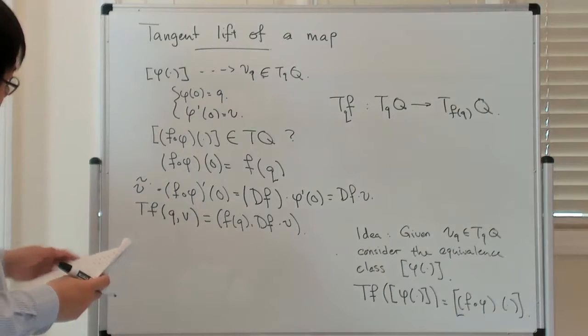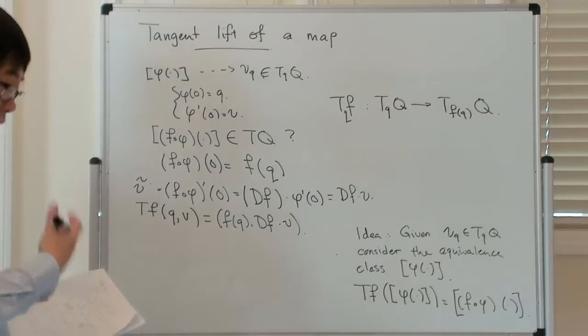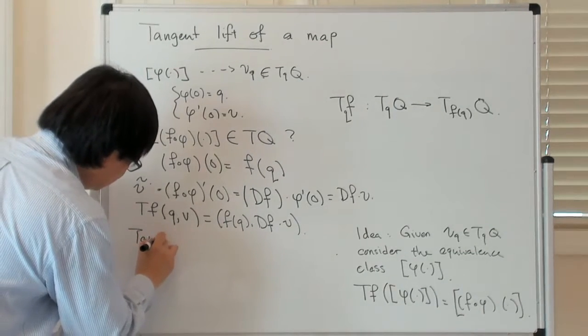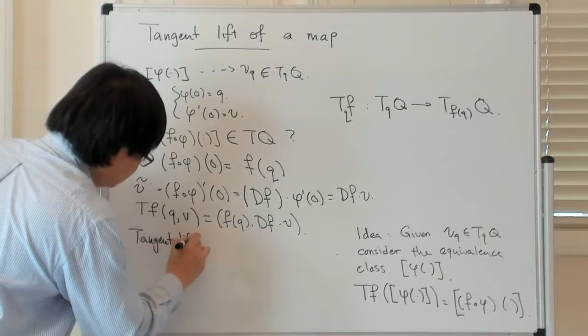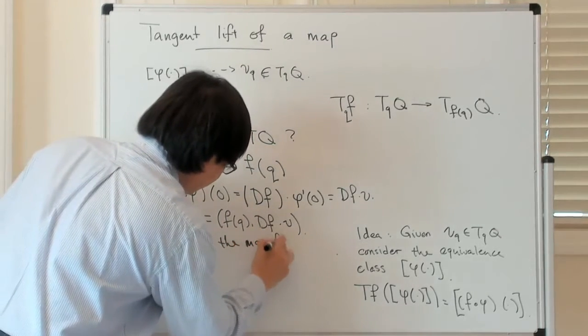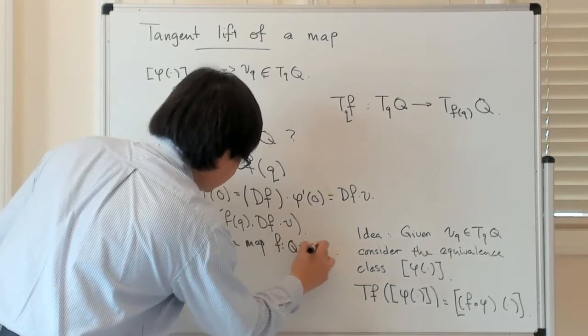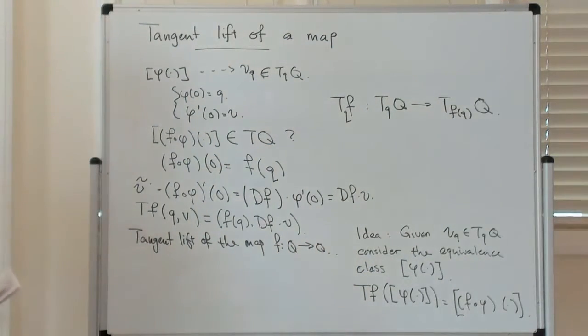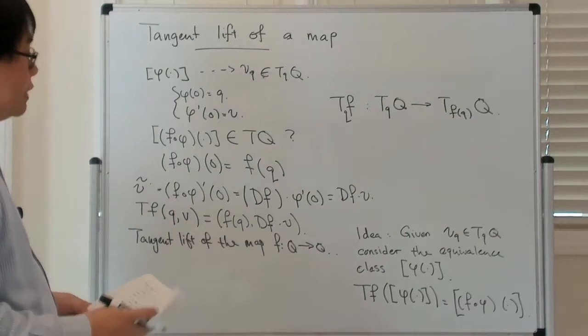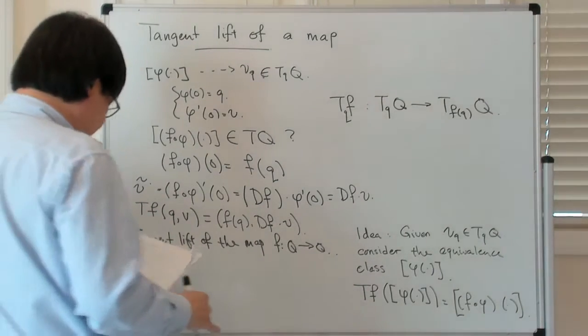Okay, so this is what is called the tangent lift of the map F, which originally was a map from Q to Q. Once you have the tangent lift, then we can talk about what it means for a Hamiltonian flow map to be symplectic. Okay.